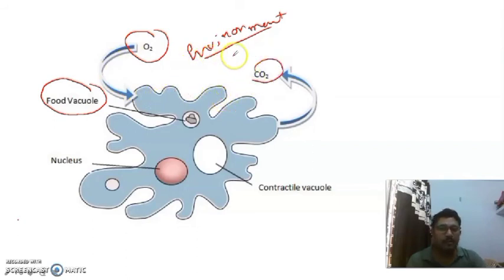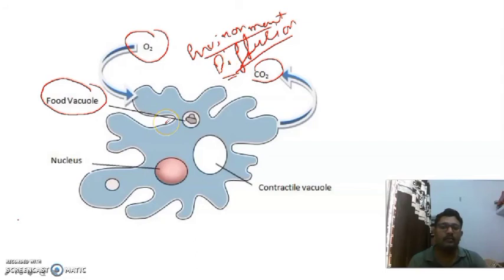So by the process called diffusion, these kinds of organisms directly use the simple process called diffusion either to take in or to excrete waste. For example, you can see in the picture how it is taking this in. This process is called diffusion.